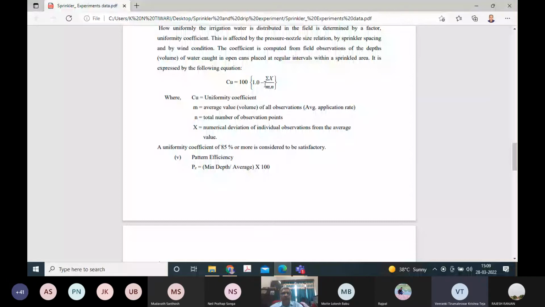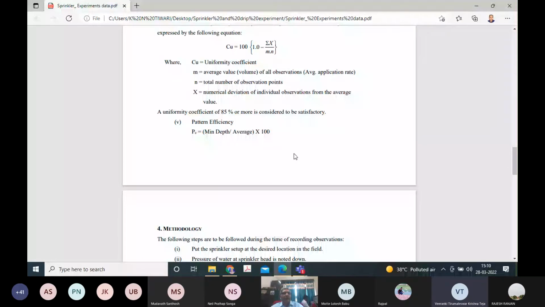Now if this coefficient of uniformity is about 85% or more, we say that it is satisfactory. If it is less than 85%, we have to check whether the pressure used to operate this particular system is sufficient or too high. Accordingly, we will regulate it.